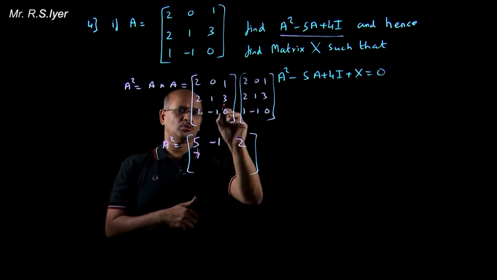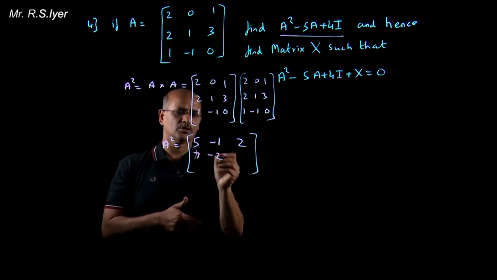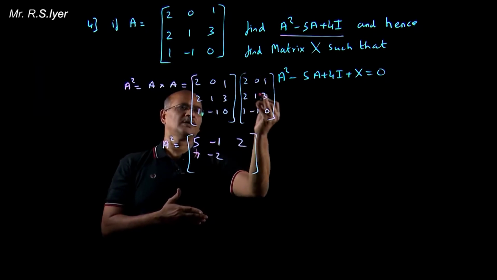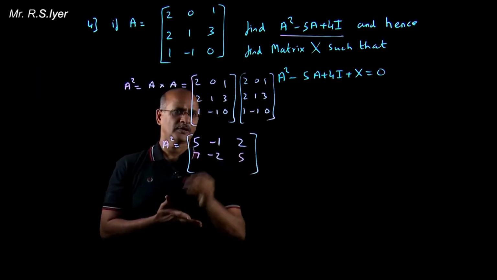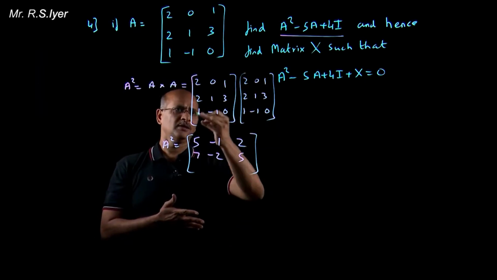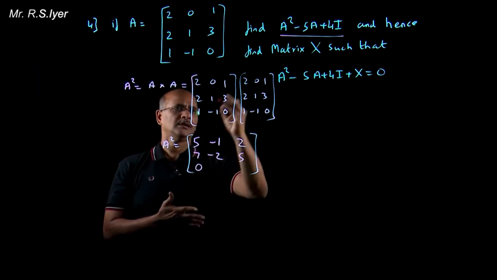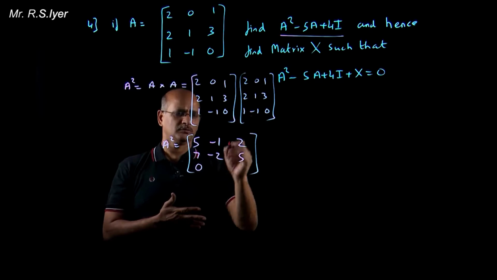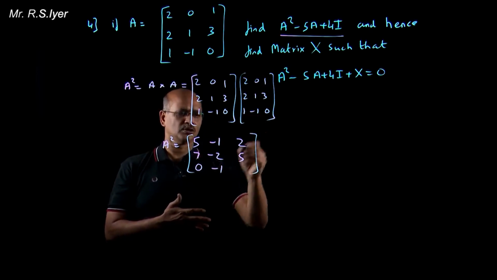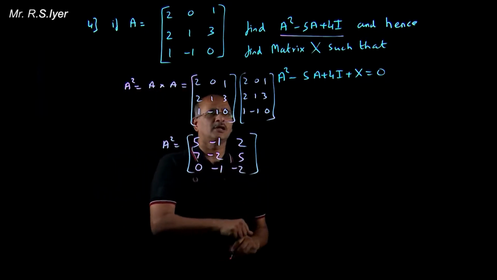Row 2 into column 2: 0, 1 minus 3, minus 2. Then row 2 into column 3: 2 plus 3, that is 5, and 3 into 0 is 0. So 1. Row 3 into column 1: 2 minus 2, that is 0. Then 0 minus 1, 0. 1 minus 3, minus 2. So once you are done with this A square, I got the working done, correct?